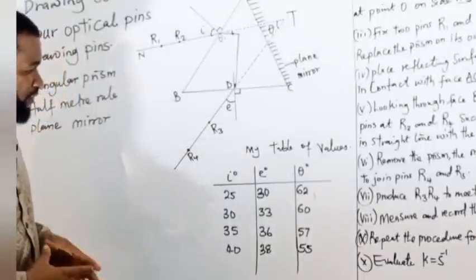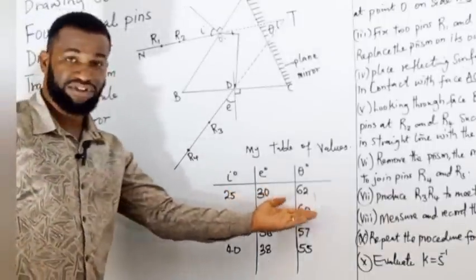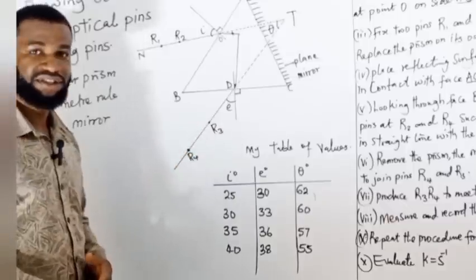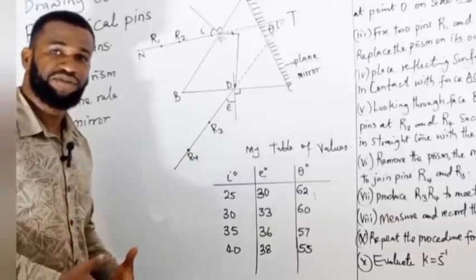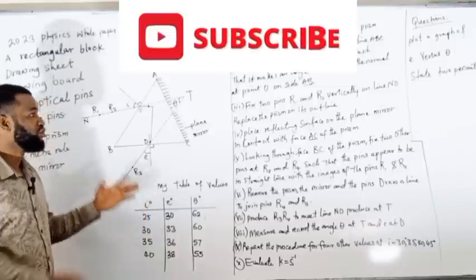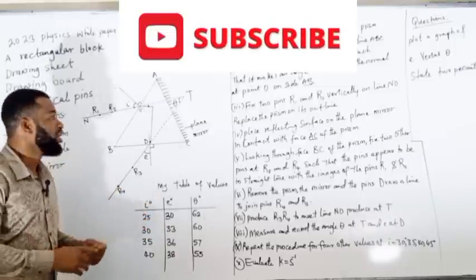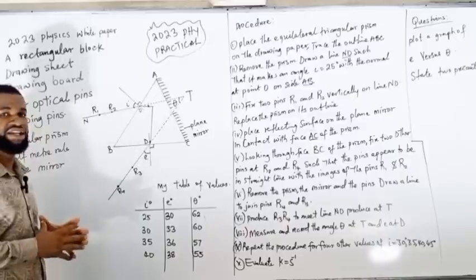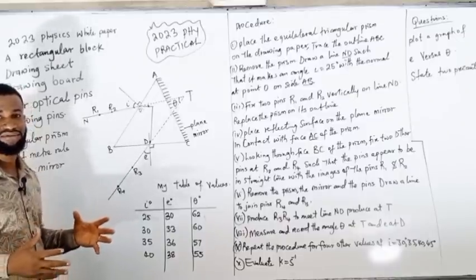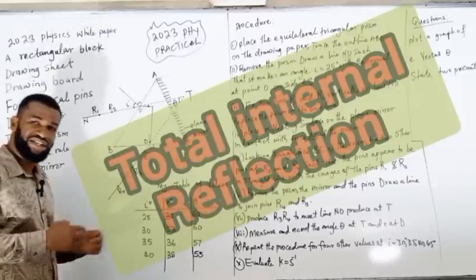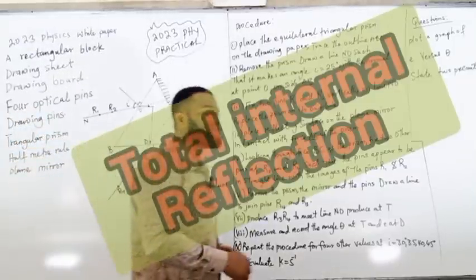So after a careful experiment, this is what I was able to come up with as my table of values for this experiment. Your own may be different. The question WAEC is going to bring may also be different from this, but this is what I have done to give you a guide on what to do. But I also want you to know that this experiment is mainly about total internal reflection. Let's just go because of time.